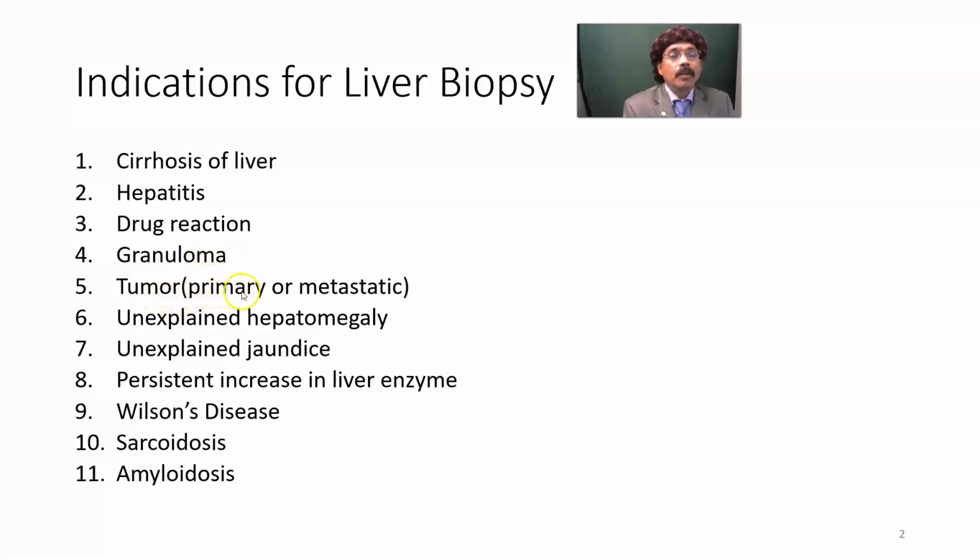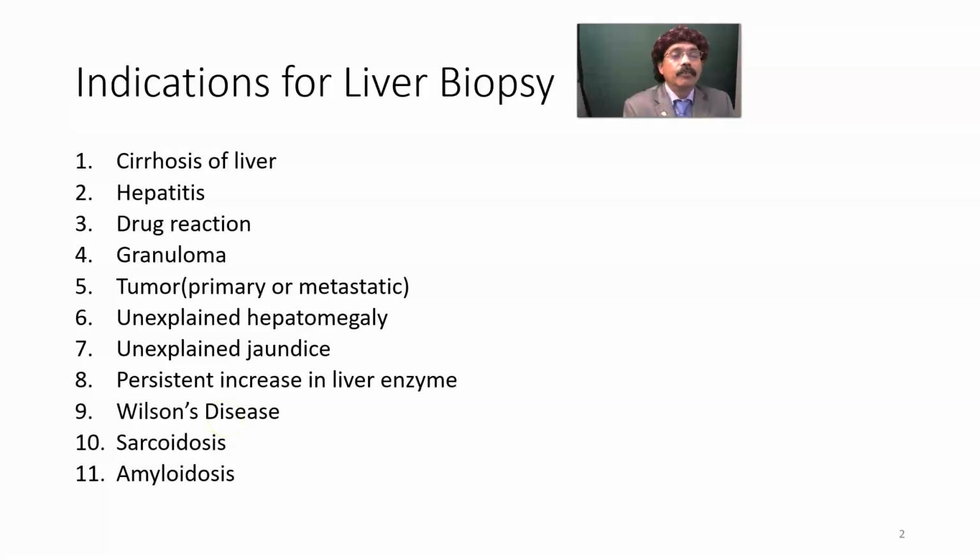Tumor may be a primary liver cancer, a benign tumor, a malignant cancer, or a metastatic cancer to the liver. Unexplained hepatomegaly, enlargement of the liver that is not understandable without biopsy. Unexplained jaundice, persistent increase in liver enzymes, and Wilson disease, a copper deposition disease.